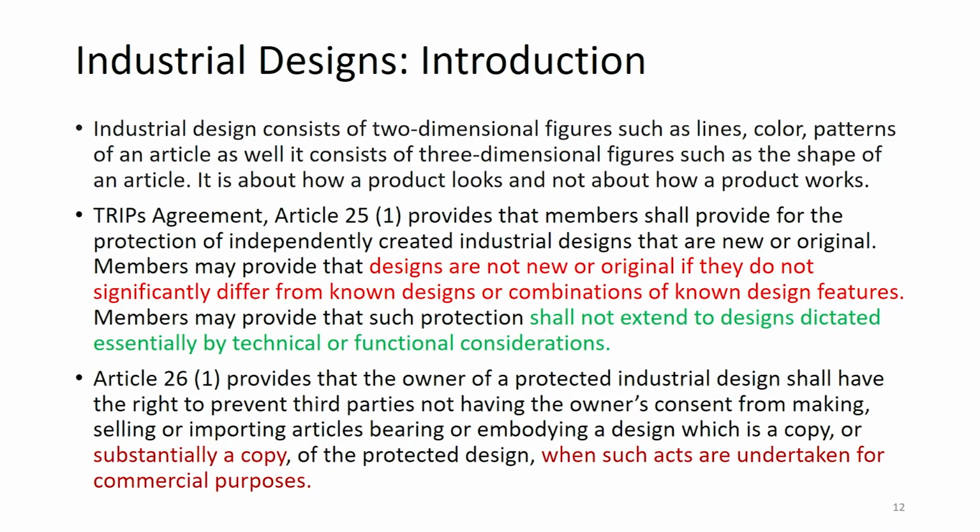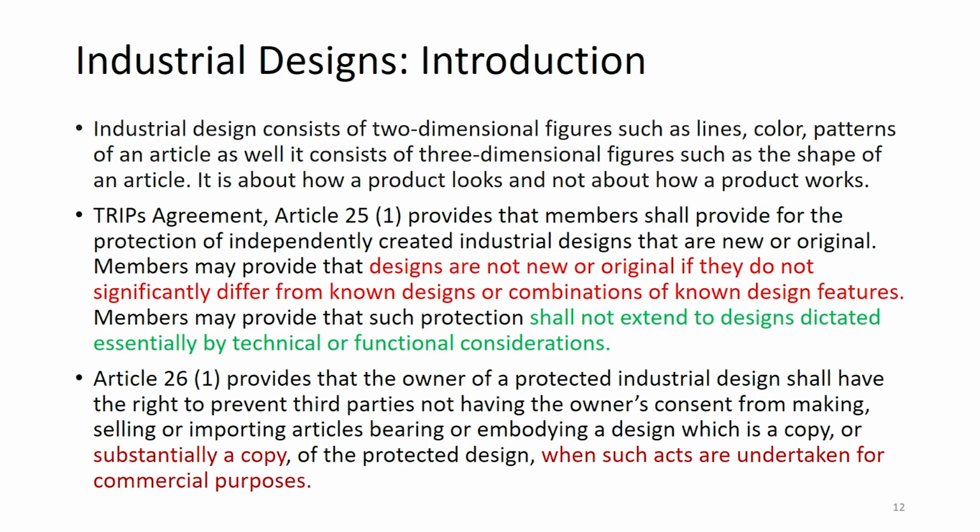Industrial designs, we have a law of the year 2000. Let us first of all understand the meaning of this term industrial design. Industrial design consists of two-dimensional figures such as lines, colors, patterns of an article. Now, this is different from trademark. We are not talking about packaging, we are talking about the article, the goods. So, industrial design can be two-dimensional such as lines, colors, patterns of an article. It may be three-dimensional such as shape of an article.